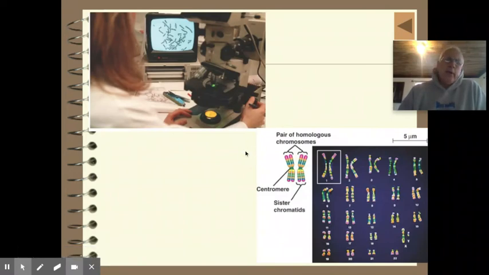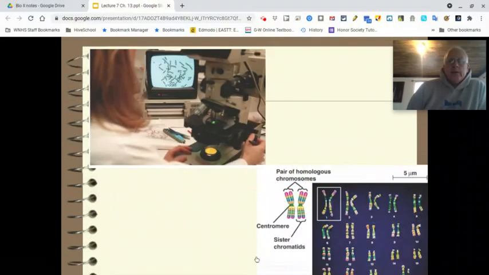We use karyotypes for lots of things. Obviously, we're talking about meiosis here. But if I was looking at genetic disorders to see if someone's got an extra chromosome, like Down syndrome, where they have an extra 21st chromosome, that's where a karyotype would come in really important in figuring out genetic disorders, chromosome number disorders, and that type of thing.